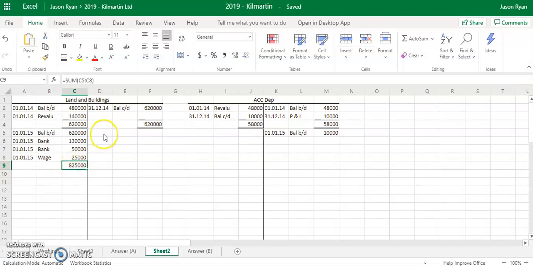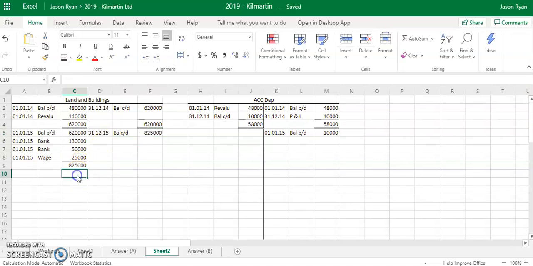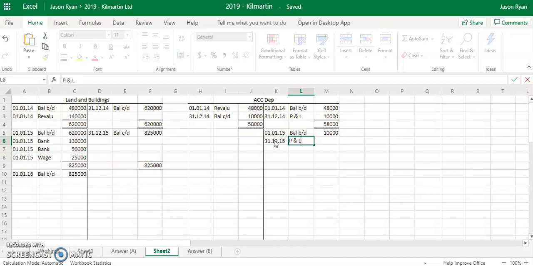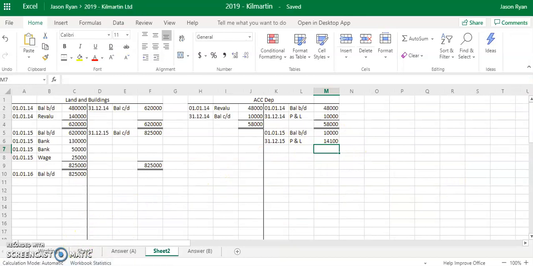So you get 825,000. So the balance then, 31st of 12/15, balance carried down, it's going to be the same amount, 825,000. And that comes down then to the next year. Next thing you do then is put in the depreciation for this year, for the profit and loss. And that then is going to be for 2015, which is these two added together. So 14,000. 14,000. So you just balance off the account and bring the balance down.